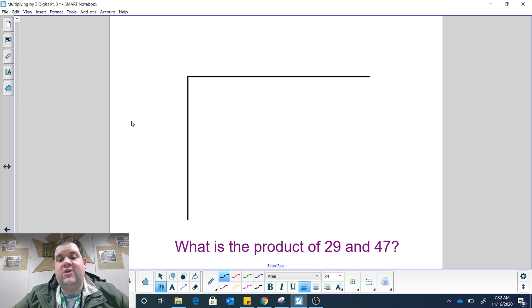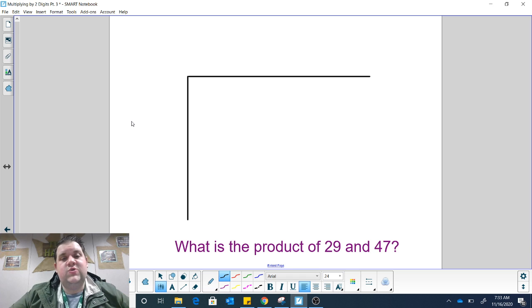I have some factors that are a little bit difficult to work with, but as you think about how you decompose these numbers and keep it organized, be thinking about what is smart for you as a mathematician in order to get an accurate answer. So the first one we're going to talk about is 29 times 47. So the question is, what is the product of 29 and 47?